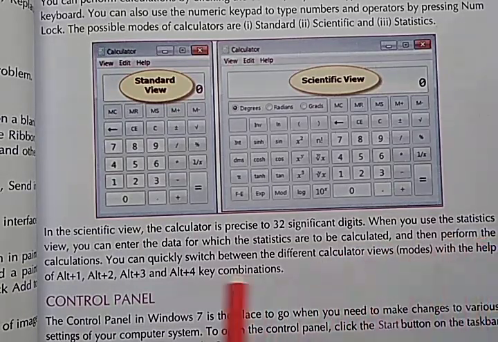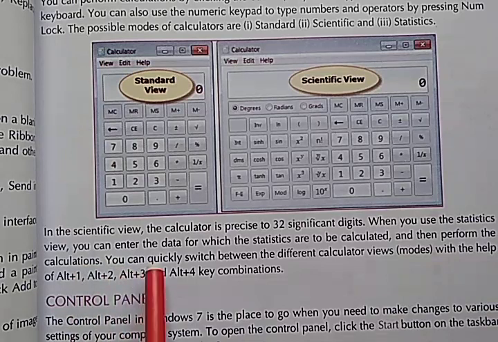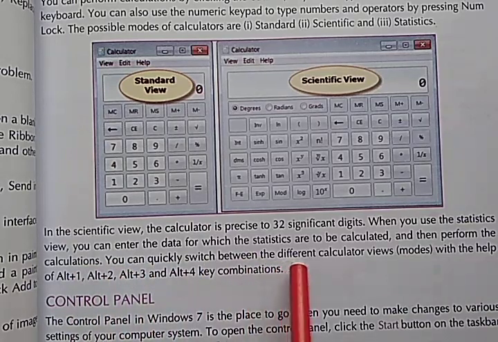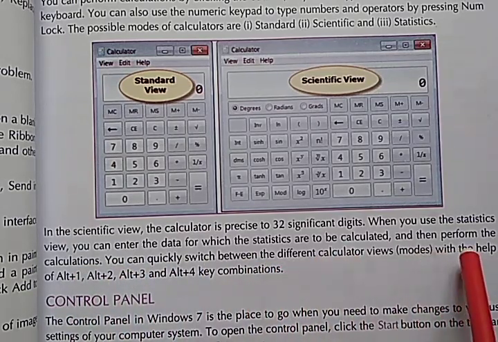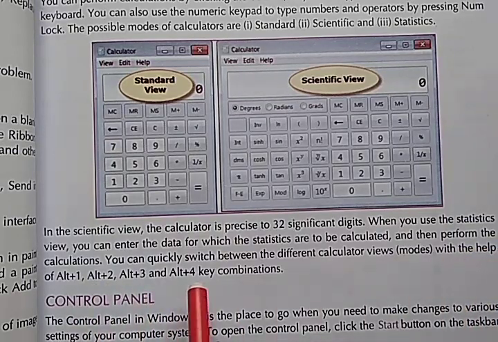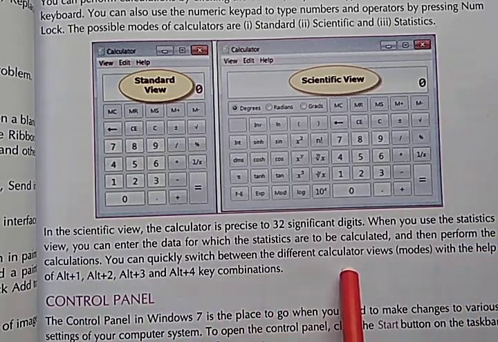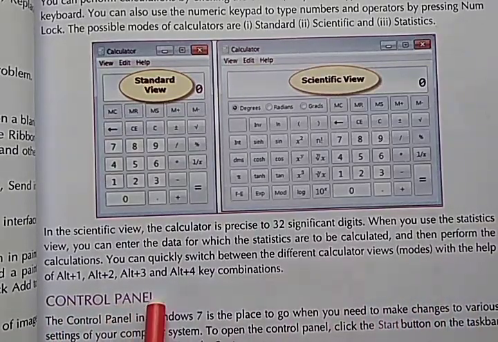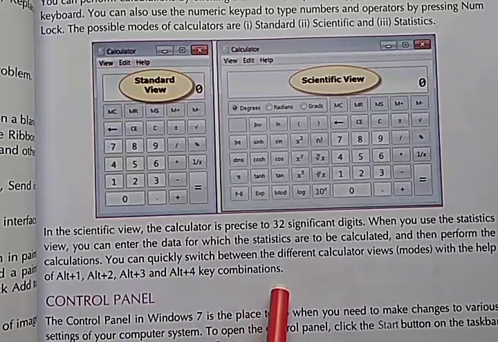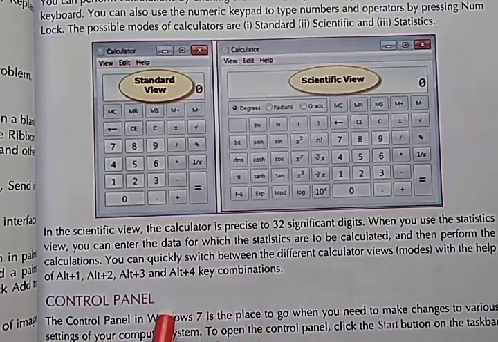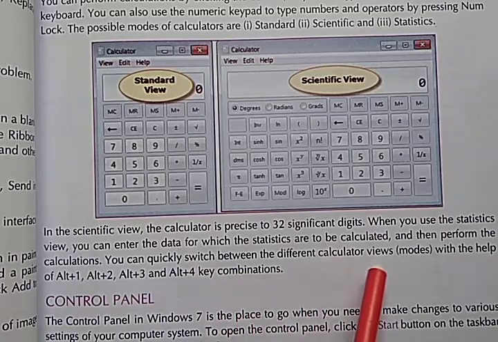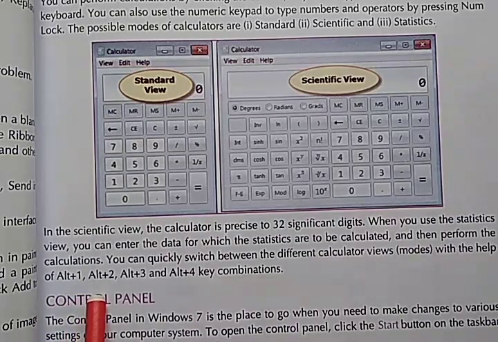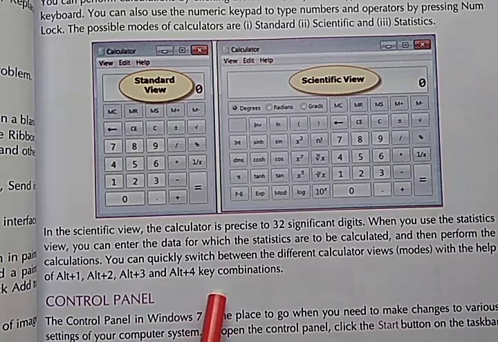When you use the statistics view, you can enter the data for which the statistics are to be calculated and then perform the calculations. You can quickly switch between the different calculator view modes with the help of Alt+1, Alt+2, Alt+3 and Alt+4 key combinations. These are the shortcut keys.